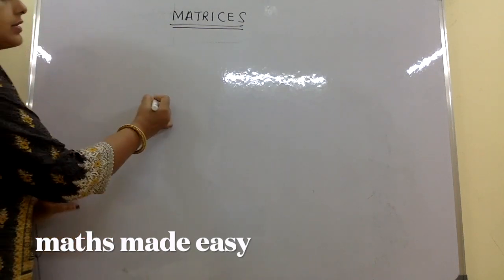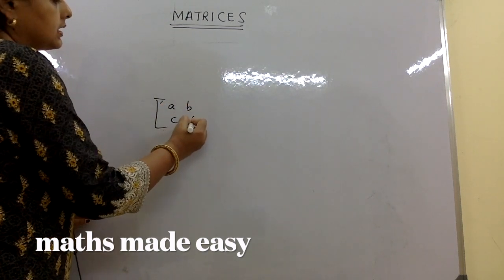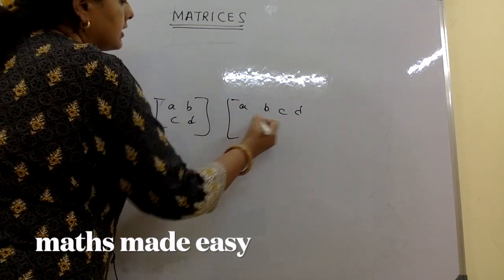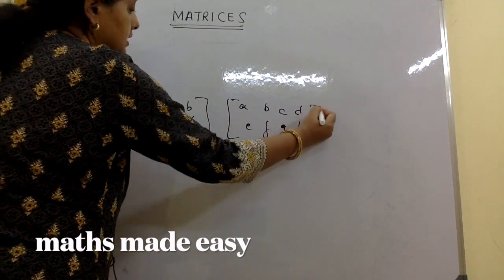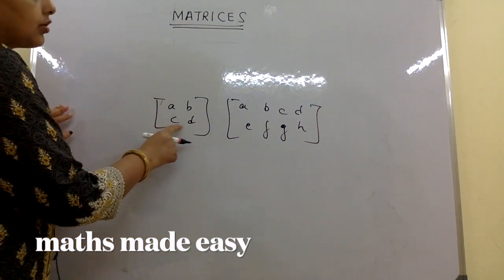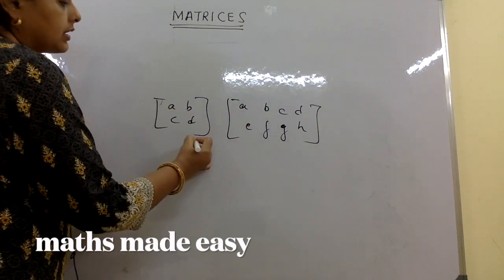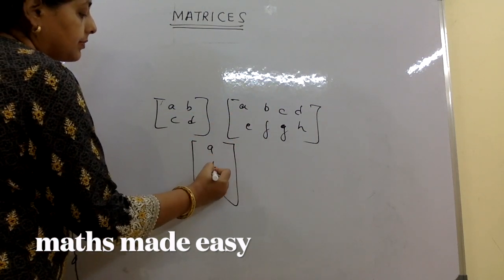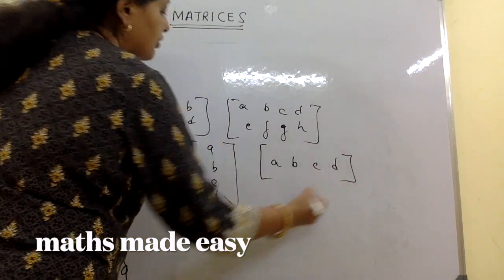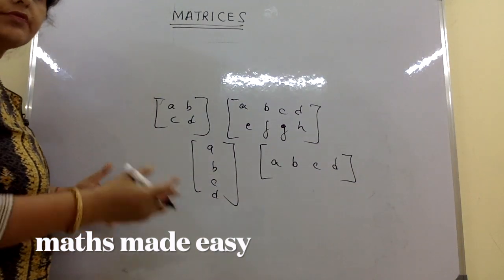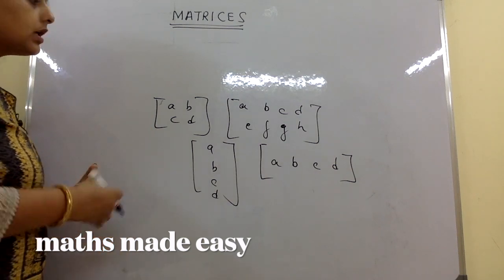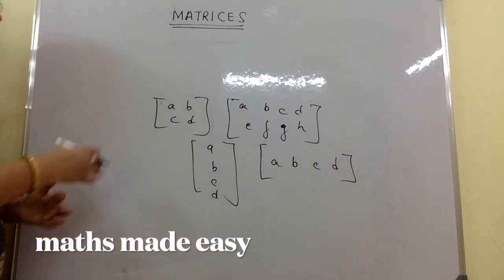Means a matrix is written like this: A, B, C, D. It can also be written as A, B, C, D, E, F, G, H. These are all numbers, or it can be any element. These are called elements of the matrix. It can also be written like this, where each one of them can be a number, a variable, or a whole expression. So now these are matrices.